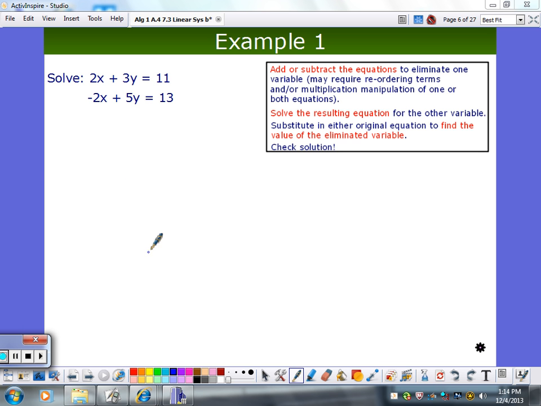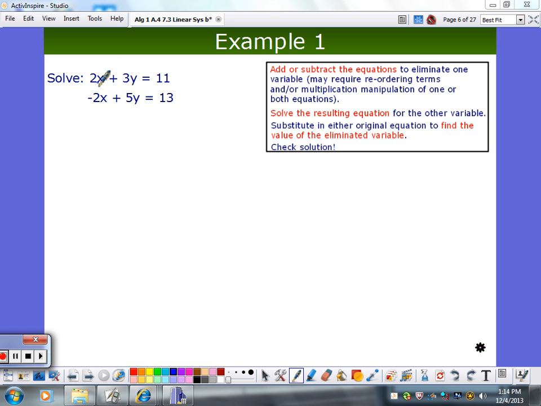So the idea is we want to eliminate either the x variable or the y variable, because I don't know how to solve an equation with two variables in it. Right? I need an x and I need a y. So I look for opposites. I'm looking at the x's, I'm looking at the y's. Are any of them opposite numbers?